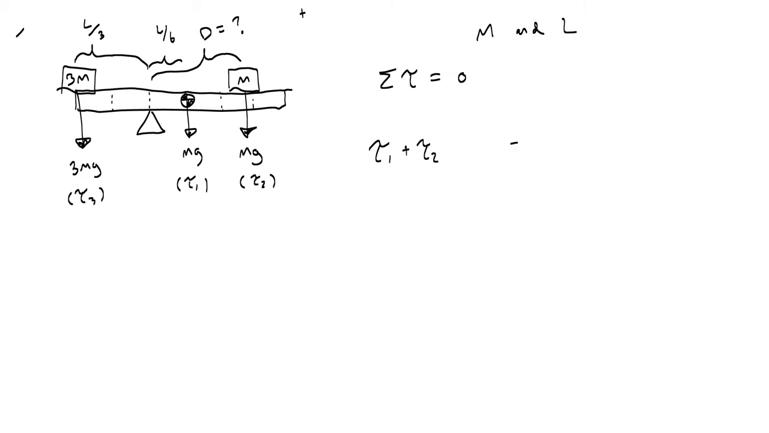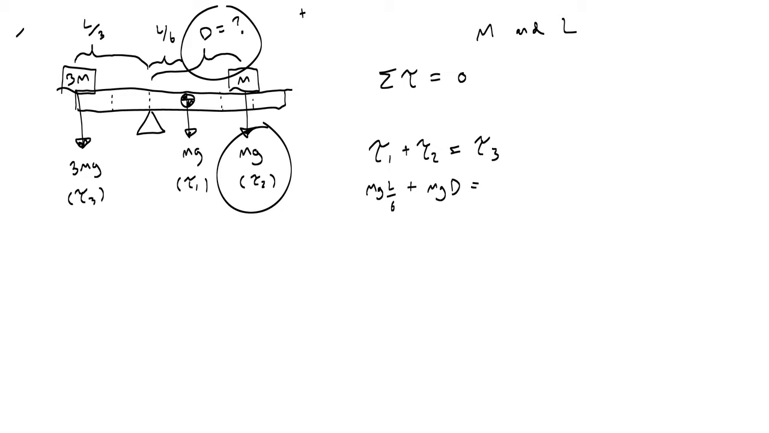And so I could add tau 3 over to the right, and now I can start to plug in what each of these torques are. Tau 1 is going to be mg times its radius, which is L over 6, so that's going to be mg L over 6. Tau 2 is going to be mg times this distance that we want to find, so we'll call that mgd. And tau 3 is going to be 3mg times its distance, L over 3. So 3mg L over 3.